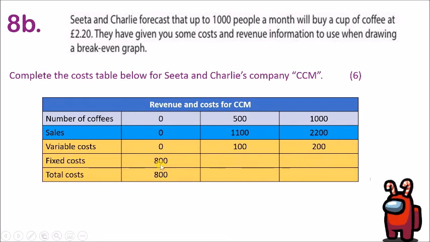You've got the fixed costs line to complete, so have a real think about that one, what you need to put in the 500 cups of coffee column and the 1,000. And then when you've done that, you've got total costs, which is fixed plus variable. So you don't really need to flick back at all. You can actually fill in the 500 and 1,000 cups of coffee columns based on everything you've got in front of you.